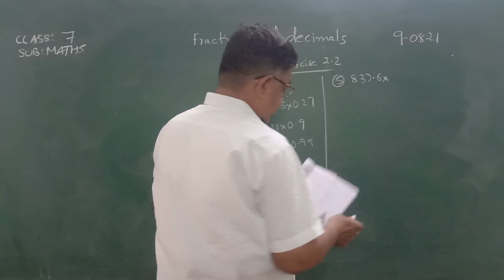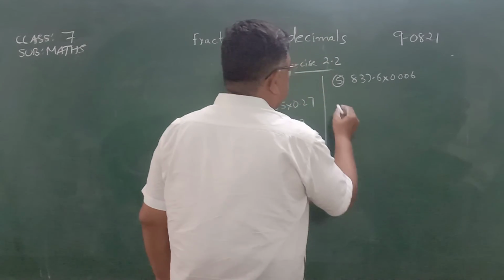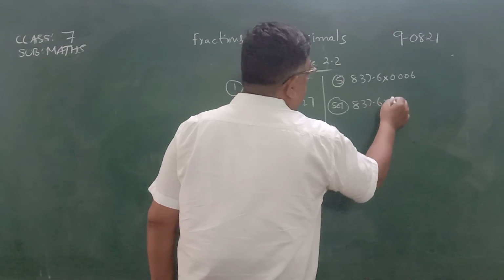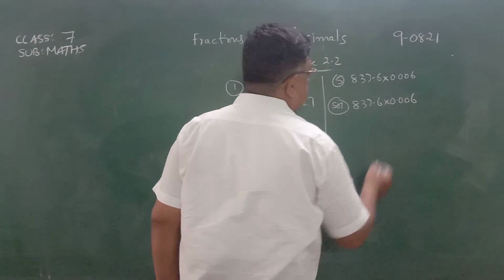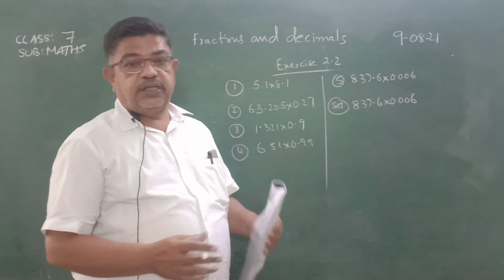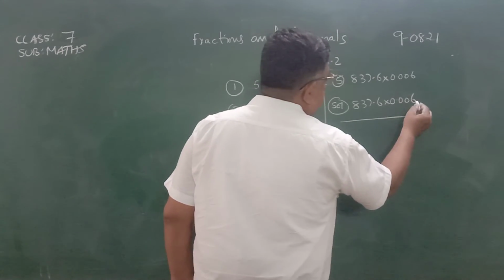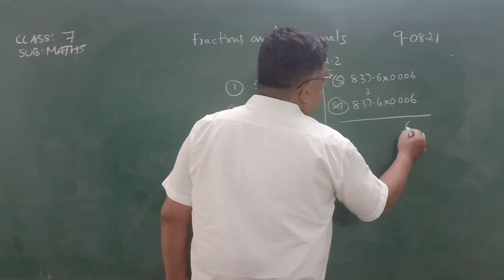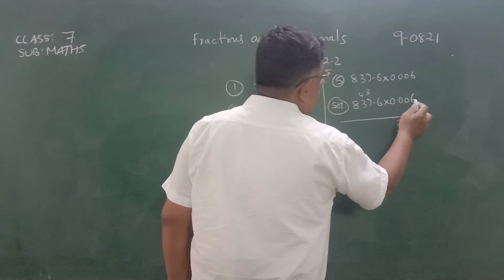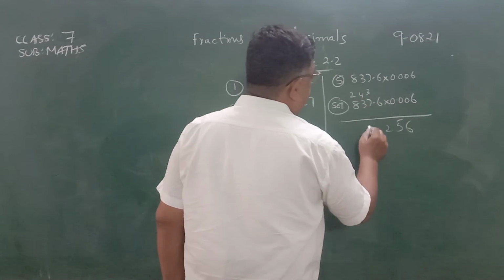837.6 into 0.006. So in the multiplication we write the first step as it is: 837.6 multiplied by 0.006. Forget about the point whenever you are multiplying two decimal numbers. First find the product of the given numbers. Here it is multiplied by 6. 6 6s are 36. 6 7s are 42. 42 plus 3 is 45. 6 3s are 18. 18 plus 4 is 22. 6 8s are 48 plus 2 is 50.